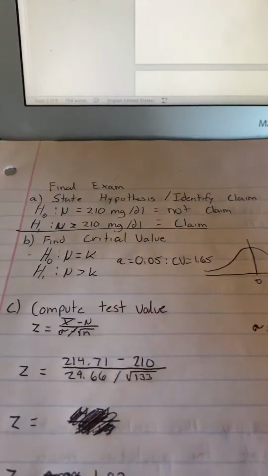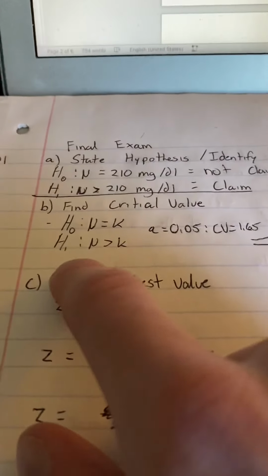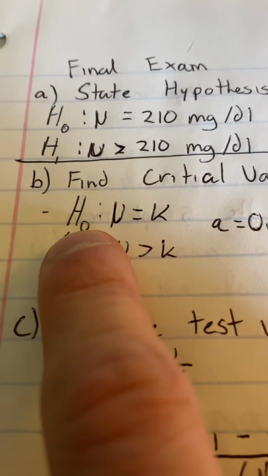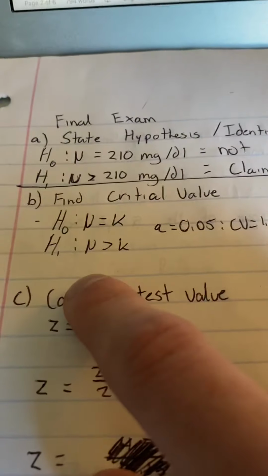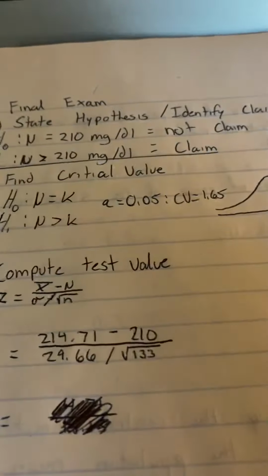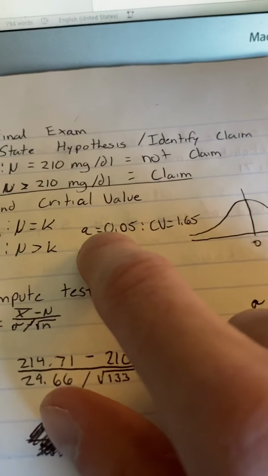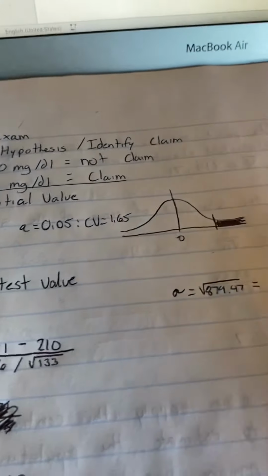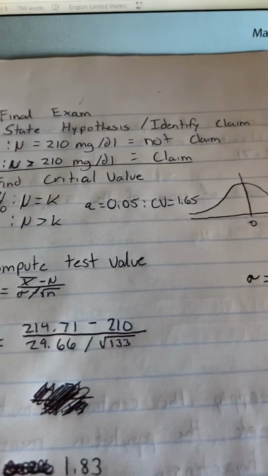After stating the hypotheses, we're going to find our critical value. Since H0 is mu equals k and H1 is mu is greater than k, it's a one-tailed test, and alpha is 5%, so 0.05, our critical value comes out to 1.65 using the table.